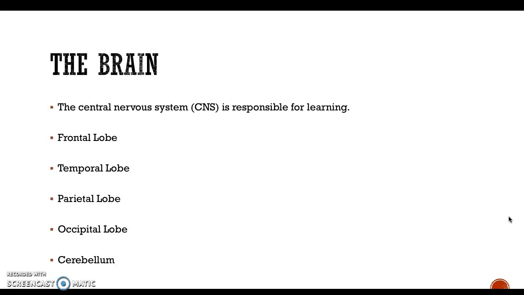So the brain, the central nervous system, is responsible for learning. The frontal lobe deals with problem solving. The temporal lobe is responsible for hearing and language. The parietal lobe controls senses. The occipital lobe controls vision. And the cerebellum controls balance and coordination.